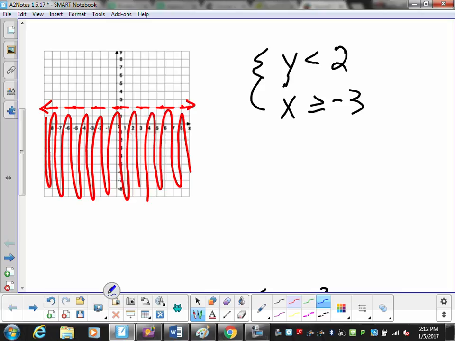So the next one, x is greater than or equal to negative 3. Where x is negative 3 is this line right here. So any dot on that line is where x is equal to negative 3. And because it's an equal to symbol also, it will be a solid line. Okay, and then the shaded side, it says x is greater than, so it's going to be to the right, which is where greater than x is.